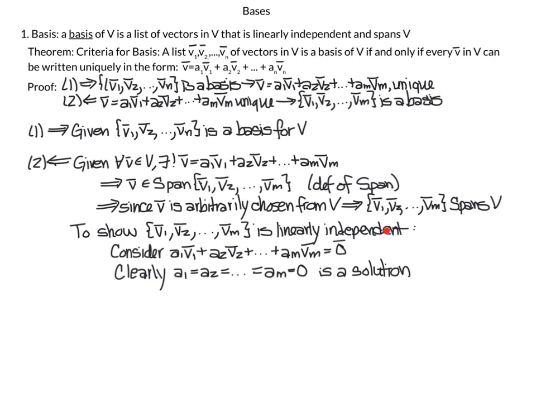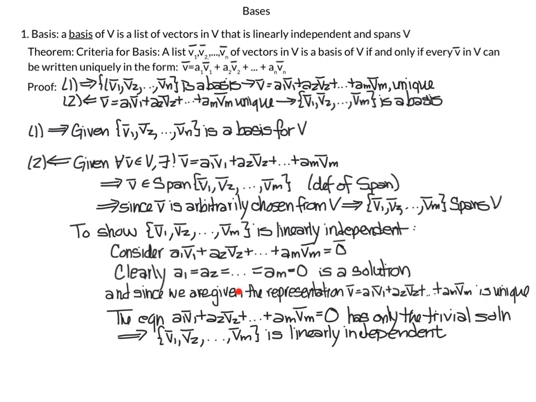To show a set of vectors is linearly independent, we look at the homogeneous equation. In other words, we write our vectors as a linear combination and set it equal to 0. Clearly, the trivial solution is a solution. The question is whether or not it is the only solution. But that is already answered for us here because it says every representation is unique. That is, since we're given the representation is unique, the homogeneous equation has only the trivial solution, and therefore our set of vectors v1, v2 up to vm is linearly independent.